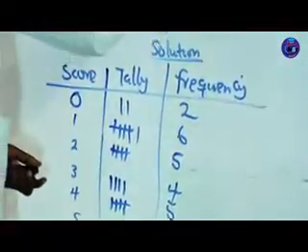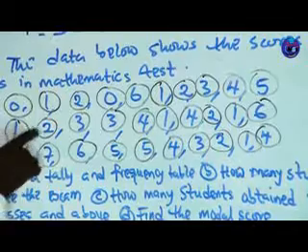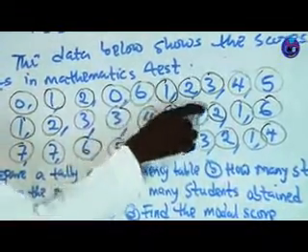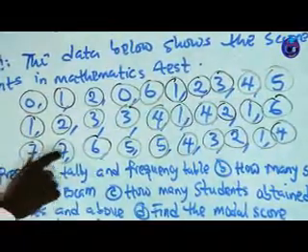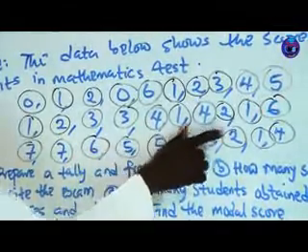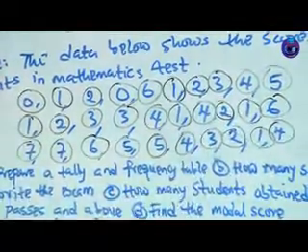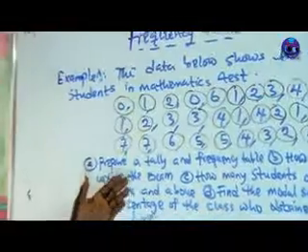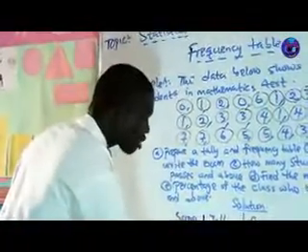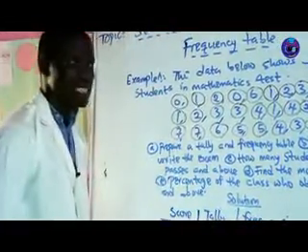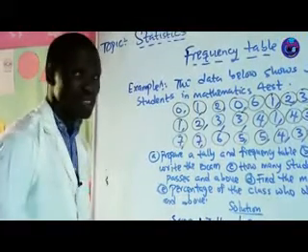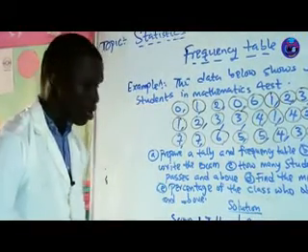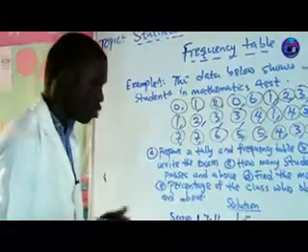What are we going to write? 1, 2, 3, 4, 5, 6, 7, 8, 9, 10, 11, 12, 13, 14, 15, 16, 17, 18, 19, 20, 21, 22, 23, 24, 25, 26, 27, 28, 29, 30. That means we have 30 students. So when we add this together and we get 30, that means our frequency table is correct. But if not, our frequency table is wrong. So let's do it.